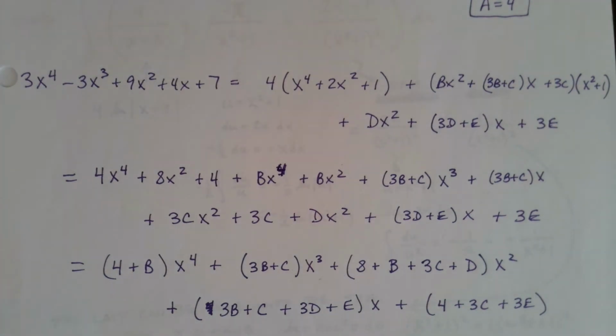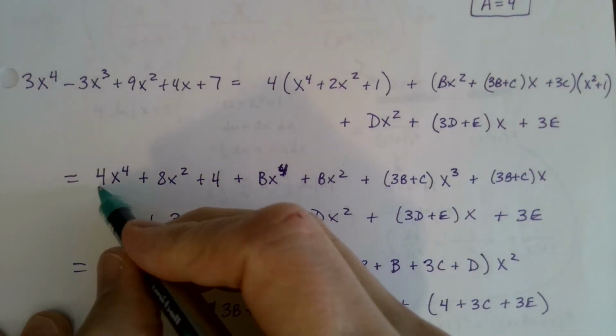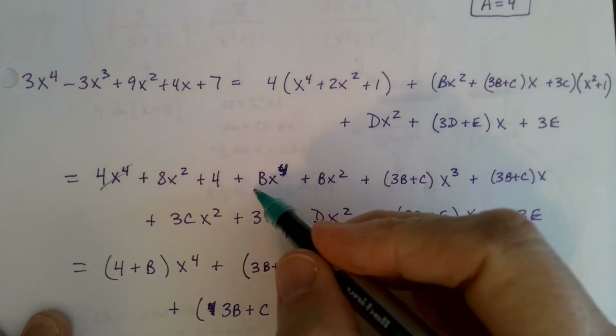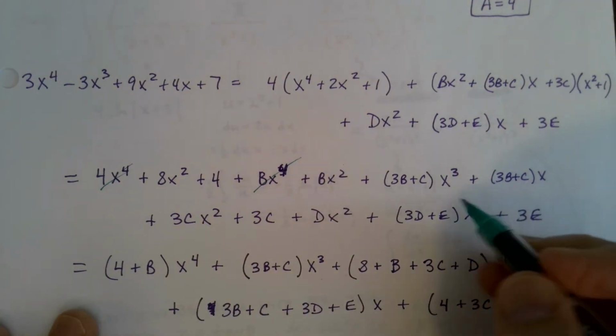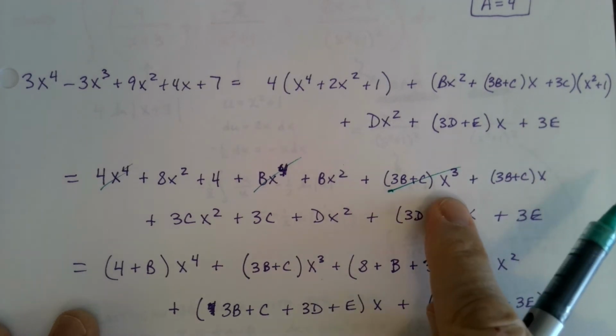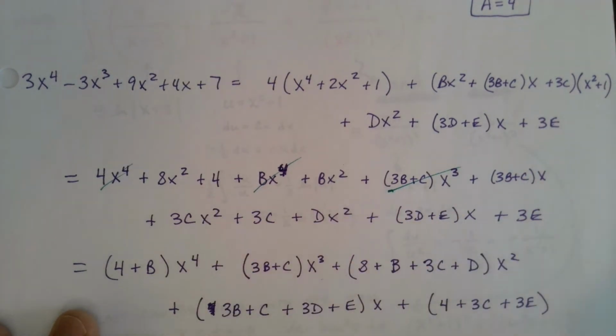Now we need to combine like terms. Do you see my two x to the fourth terms? I'm going to sort of cross them as I go. 4x to the fourth, bx to the fourth. That's 4 plus b x to the fourth. What about x cubed? Well, this is the only x cubed term I have. All the others, there's no x cubed.